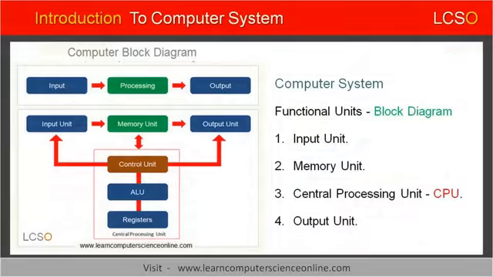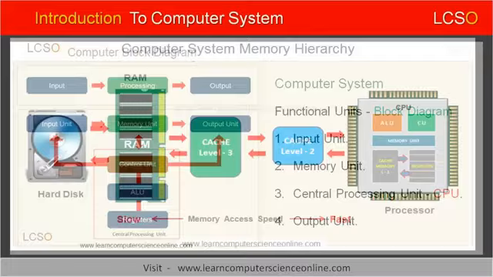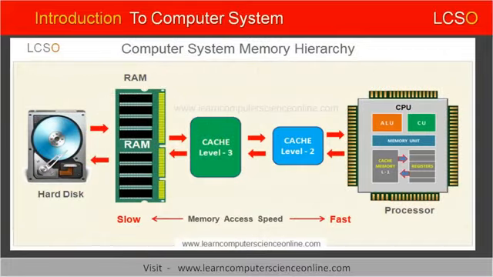The next unit is called memory unit. The computer memory unit consists of different types of memories used to store the data and the program instructions during the program execution. The computer uses different types of memories, such as disk memory, random access memory called RAM, cache memory, and the CPU memory registers.